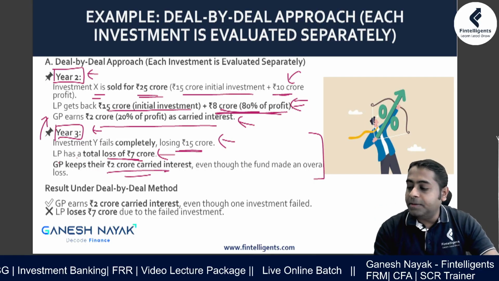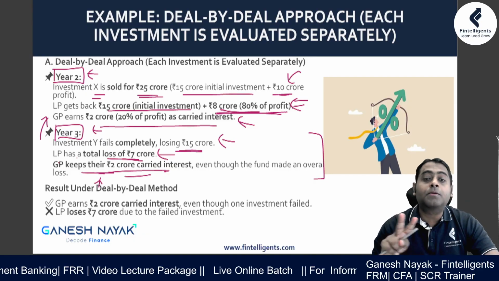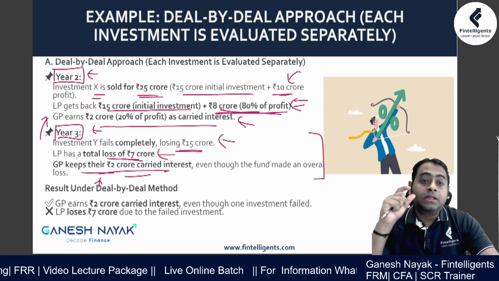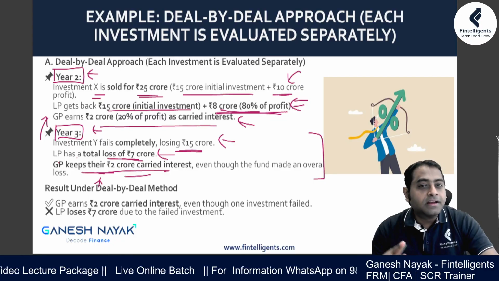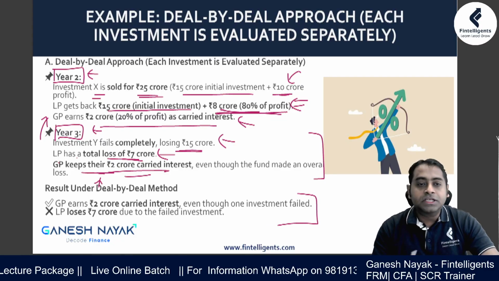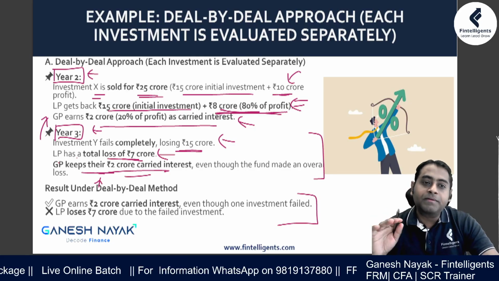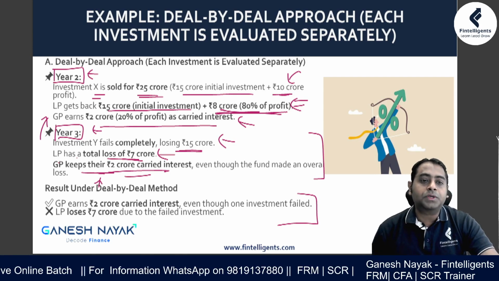But the GP, who got 2 crore from the first deal, is not going to pay anything. He will still retain that 2 crore rupees because the approach is deal by deal. So what is the summary? GP is making 2 crore, LP is losing 7 crore. I hope everybody is good with the example. This entire first part, can I get a quick confirmation?